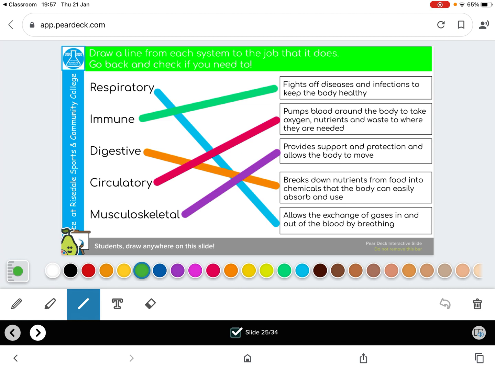So the respiratory system allows the exchange of gases in and out of the blood by breathing. The immune system fights off diseases and infections and keeps the body healthy. The digestive system breaks down nutrients from food into chemicals so the body can absorb and use them. The circulatory system pumps the blood around the body, taking oxygen, nutrients, and waste to where they are needed. And the musculoskeletal system provides support and protection and allows the body to move.